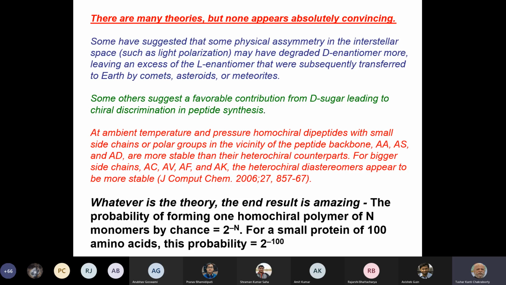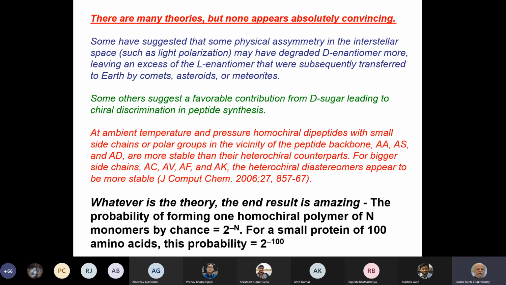Because some people have collected molecules, for example, from meteorites, and found that they sometimes contain some chiral amino acids. So this could be one of the theories, but there is no foolproof evidence for any of those theories. And some suggest a favorable contribution from D sugar leading to the chiral discrimination. But then the question is, how did sugar get the chirality? Whether sugar came first or amino acids came first, that is also a conjecture.